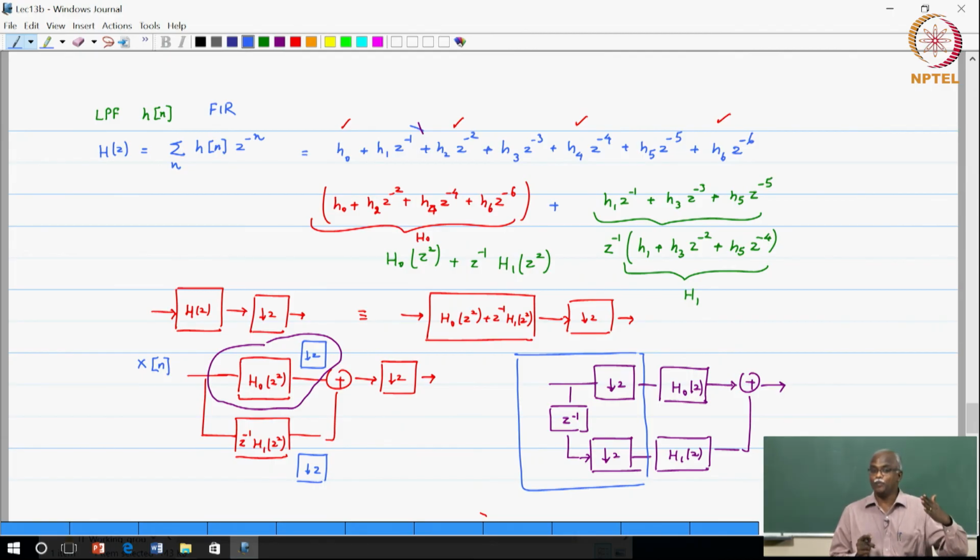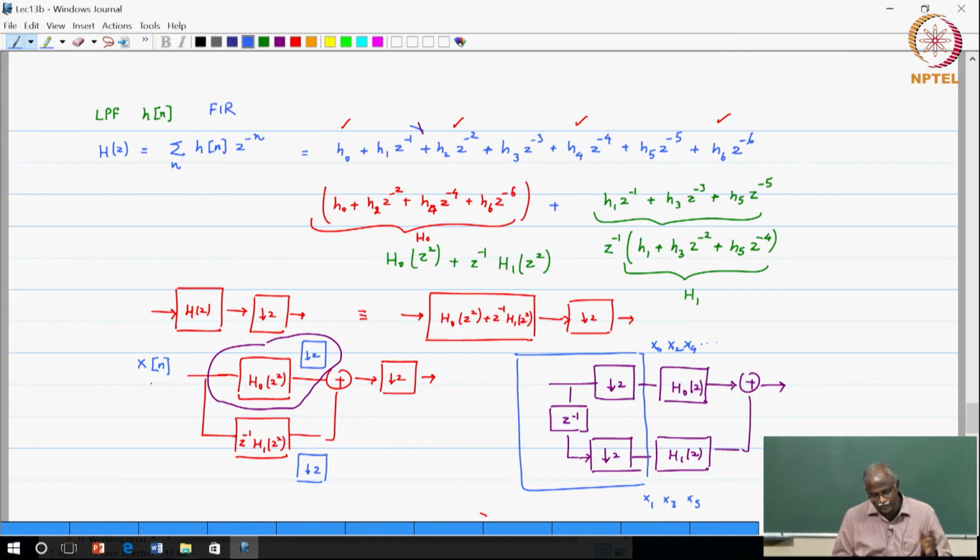Which way is the commutator switching? Counterclockwise, but in a 2 channel case it does not matter whether it goes clockwise or counterclockwise. The important thing is, what is the data going in the upper branch? X0, X2, X4 and so on; lower branch X1, X3, X5 and so on. Each of these is getting processed by a filter of half the length and then added to produce the output. Nothing is wasted, no computation is wasted, because you made it as efficient as you can.